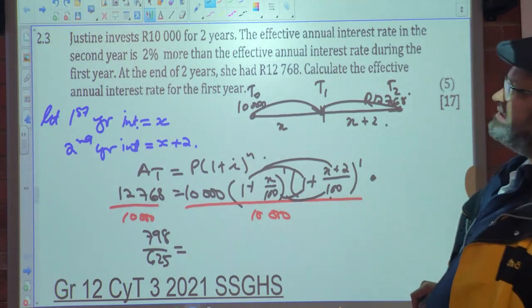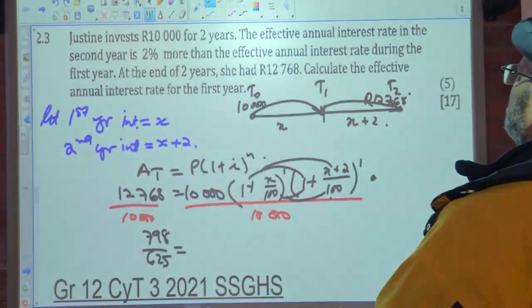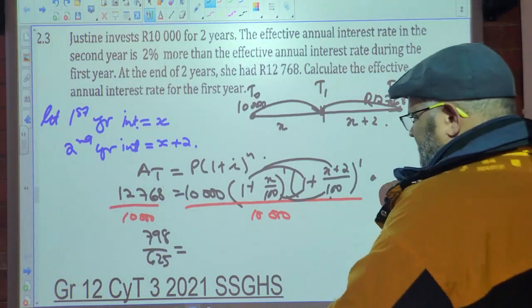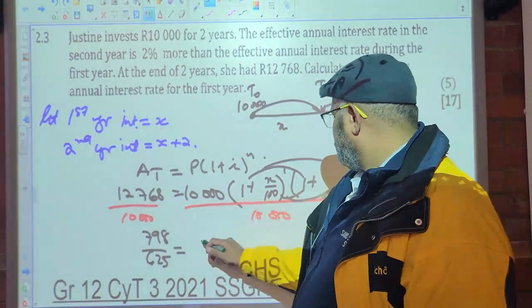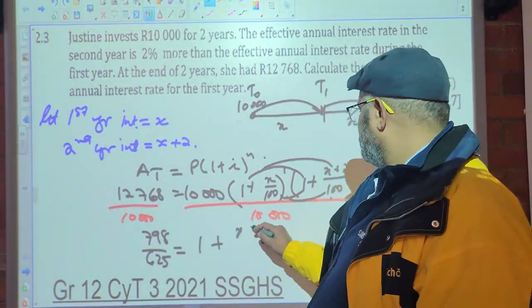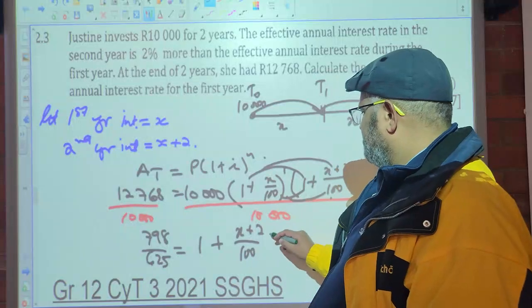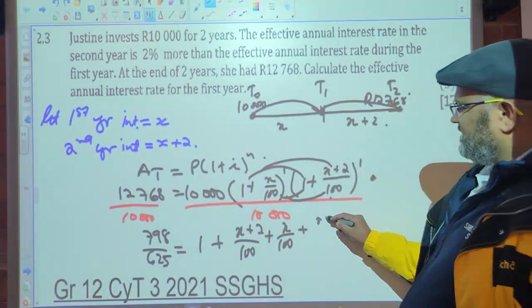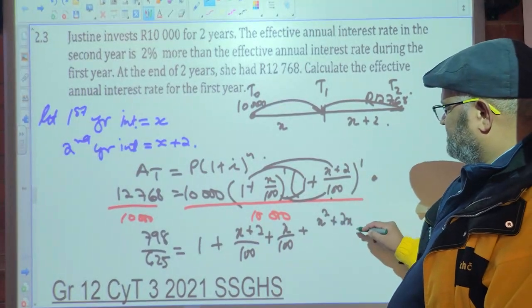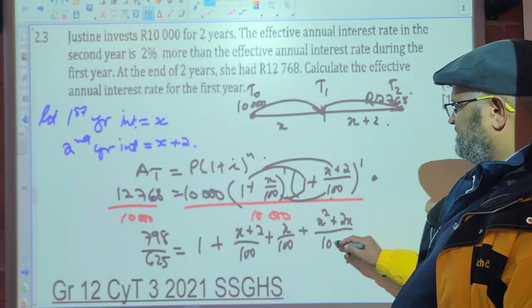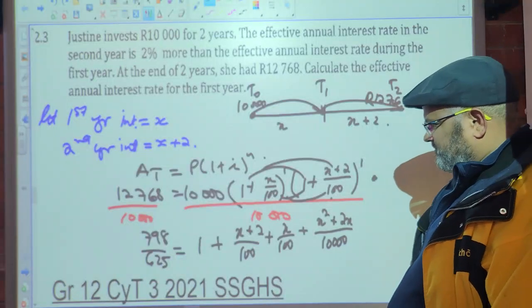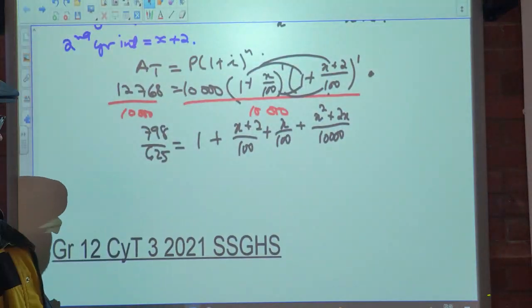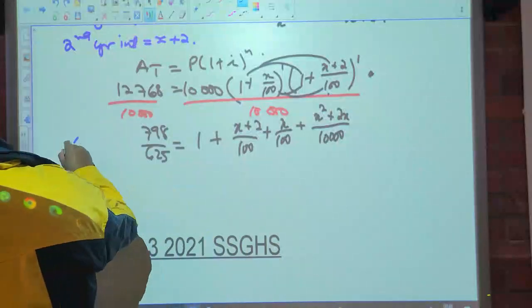Effective annual interest rate. 2% more than the effective annual interest rate during the first year. Okay, so let's multiply out and see what we get. It's going to be 1 plus X plus 2 over 100 plus X over 100 plus, multiply the top, which is going to give you X squared plus 2X on the bottom, which is 10,000. What's your LCM here? The LCM is 10,000. Now multiply throughout by 10,000.